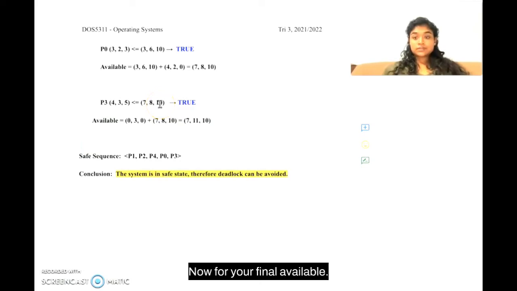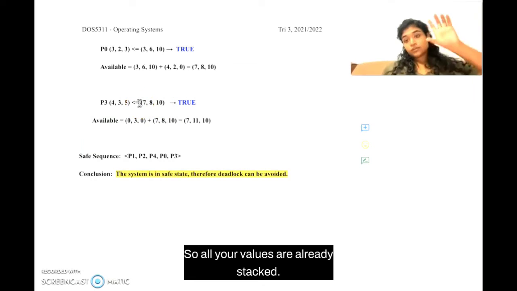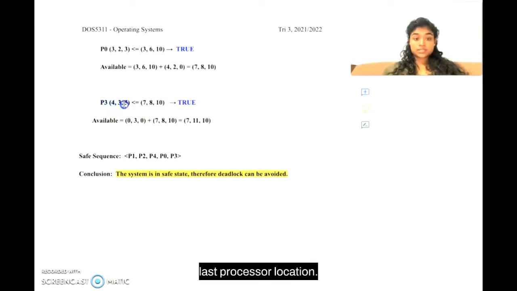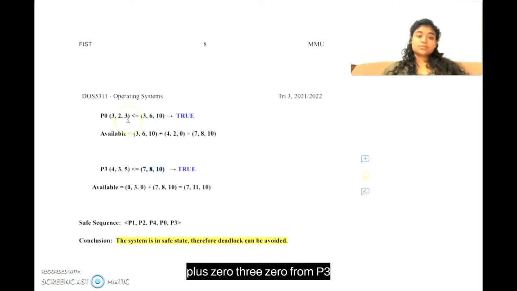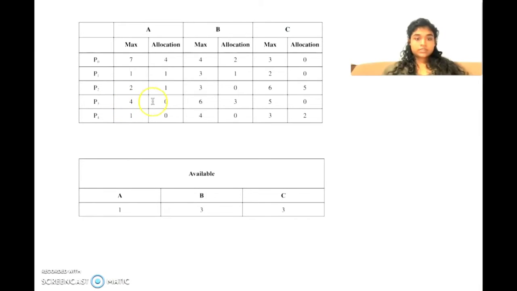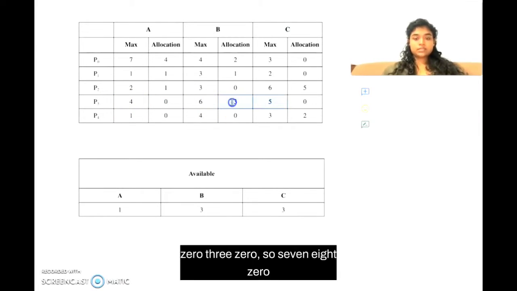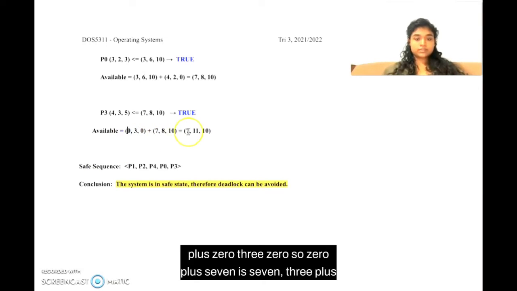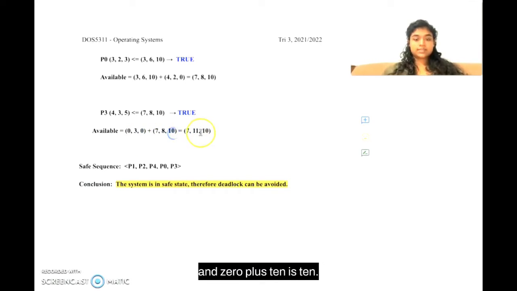That means all your processes are now true and they're all going to be in safe state. Now, for your final available, all your values are already stacked, yeah? You just need to add in your last available with your last process's allocation. So your 7, 8, 10 plus 0, 3, 0 from P3. So 0 plus 7 is 7. 3 plus 8 is 11. And 0 plus 10 is 10.